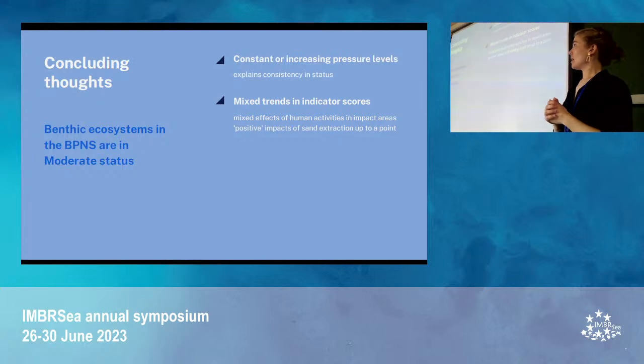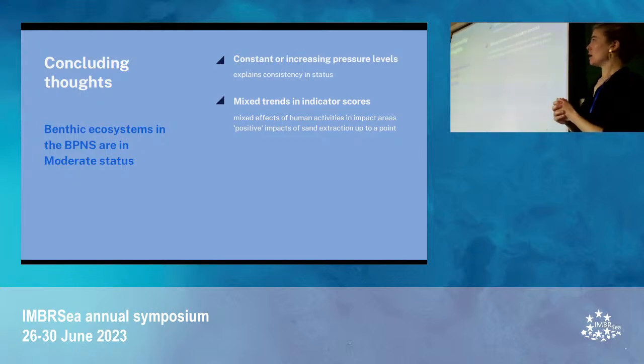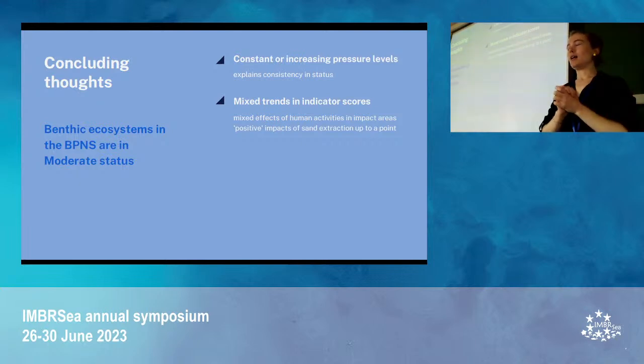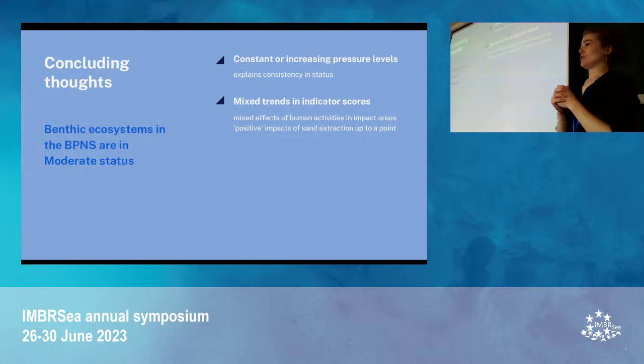We've seen that the sand extraction areas can have this kind of positive impact on biodiversity in the impact areas. However, a widespread sand extraction in the Belgian North Sea would result in making the habitat totally homogeneous, and that would be a decrease of habitat diversity with adverse effects on biodiversity as well.